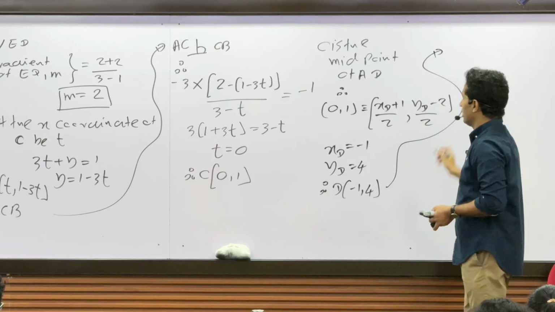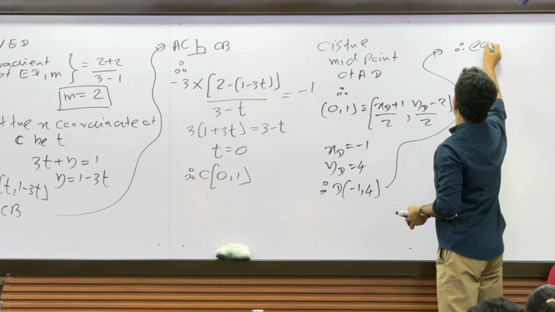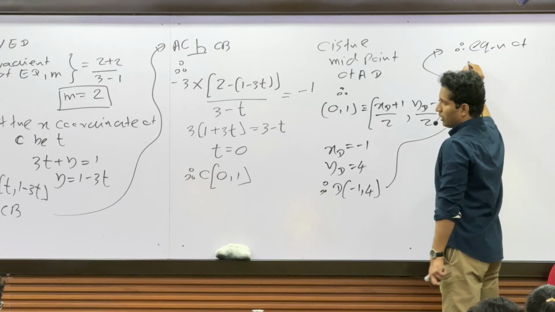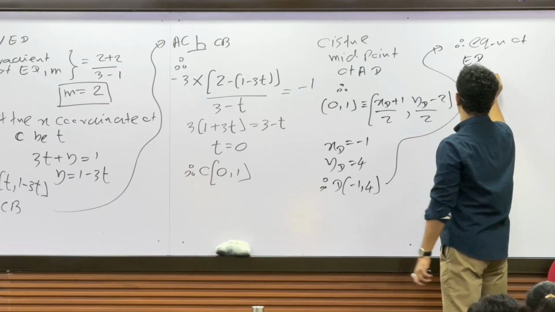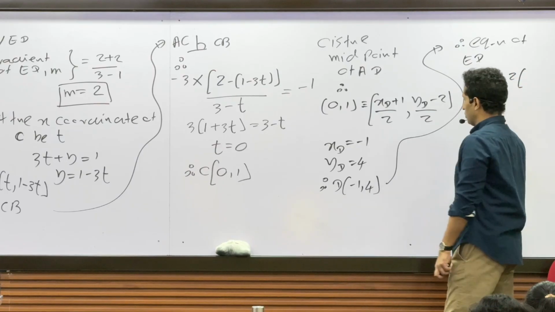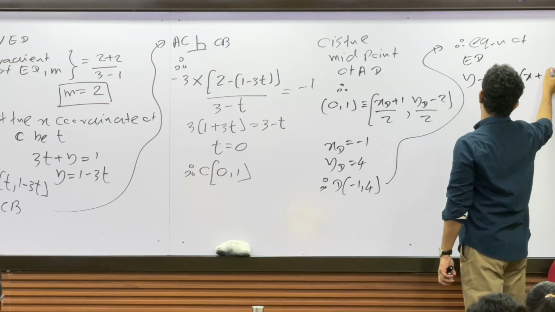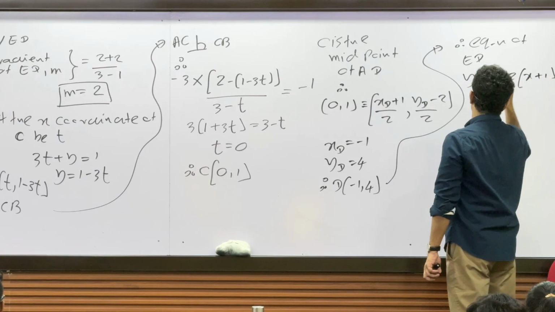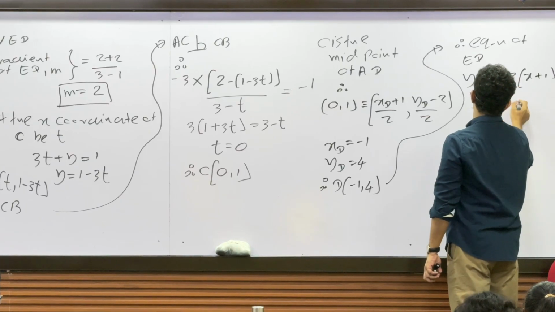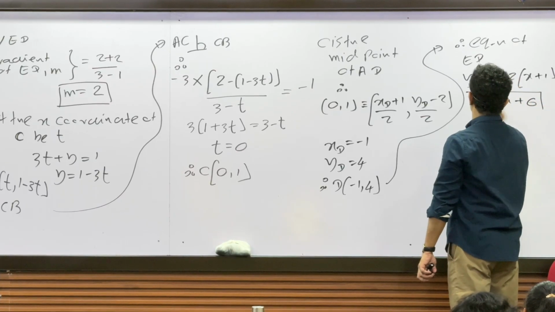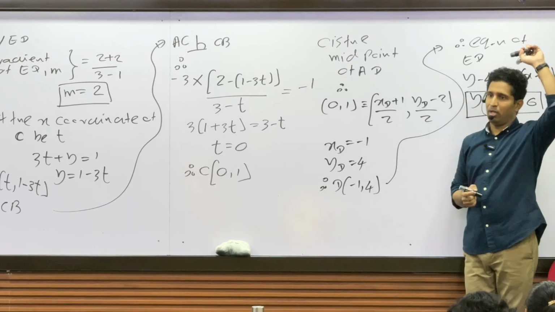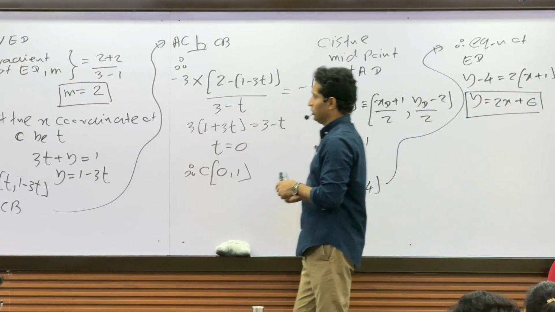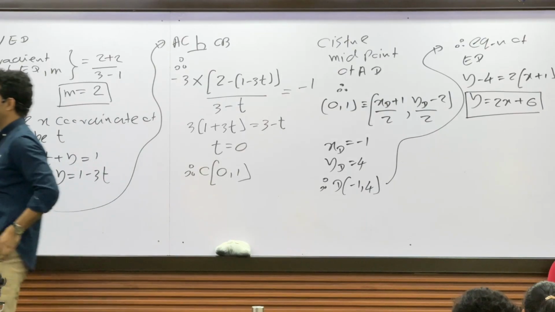Now, therefore, the equation of ED: y minus y naught, y minus 4 equals m times, 2 times (x plus 1). So y equals 2x plus 6. This is the equation of ED. Who got this answer? Great. This is how you can get it.